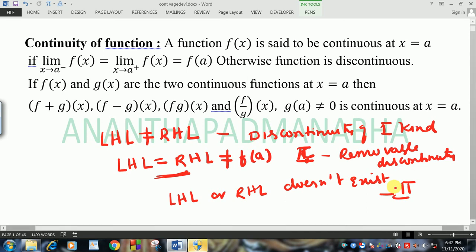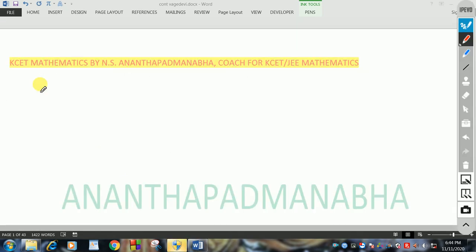Now we will make some important remarks. See, the continuity of some of the common functions. The constant function over R is continuous.